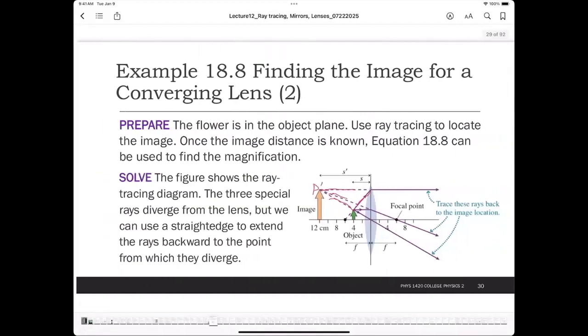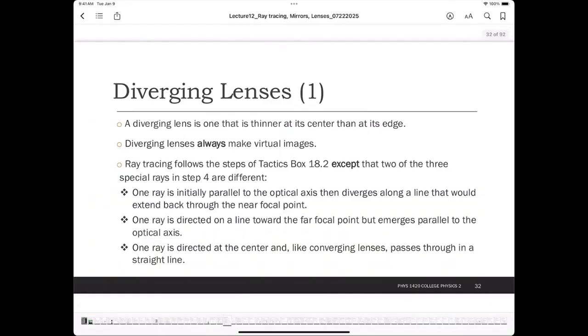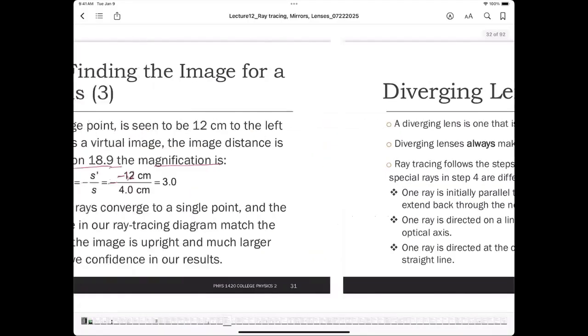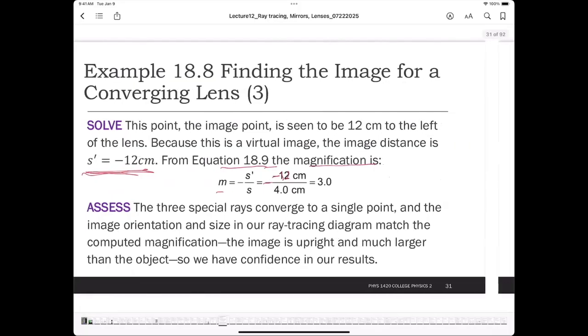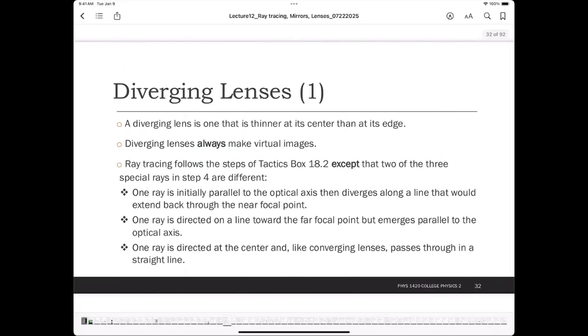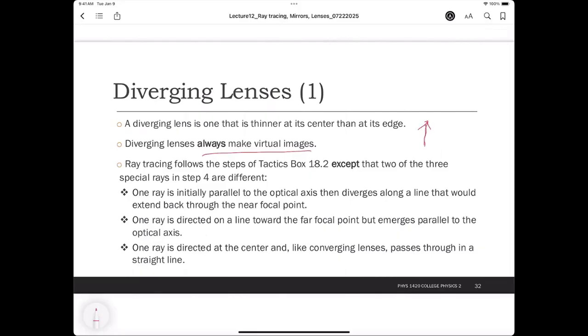Okay, let's continue. We have already talked about the convergent lens. Let's talk about divergent lenses. A divergent lens is one that is thinner at its center than at its edge. Divergent lenses always make virtual images. It will not make real images. It will always make a virtual image, which is upright.